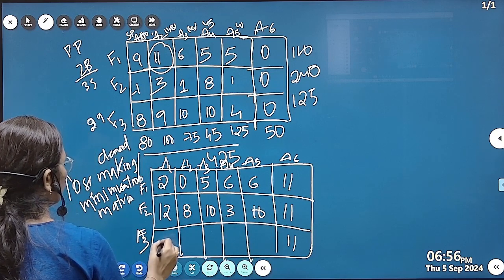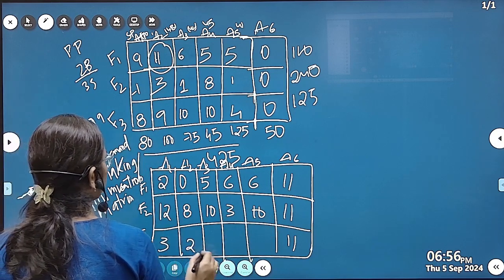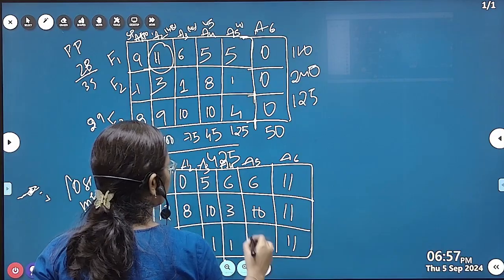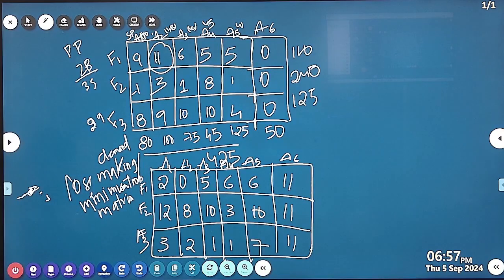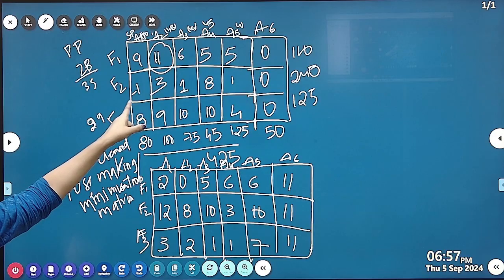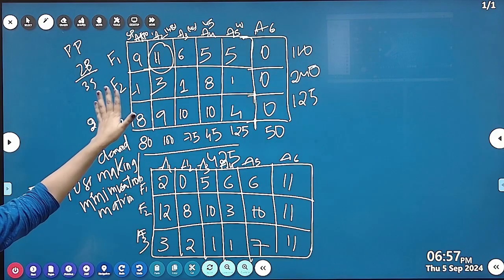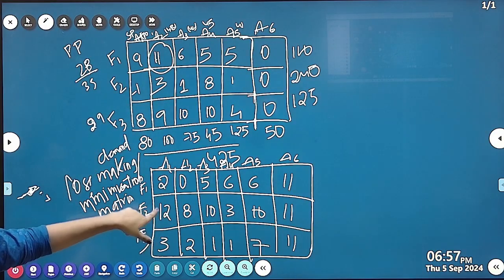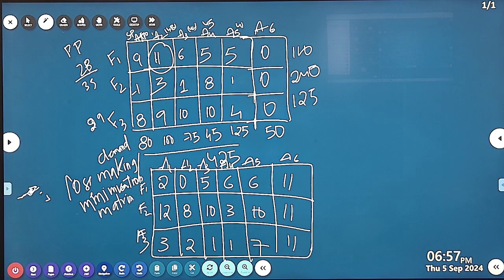Everyone clear? Any doubt? Yes or no? Tell me. 11 minus into minus plus, it will become plus, right? You have to do 11 minus 1, but here it already has a minus. So minus into minus will become plus, so it will become plus 1. Clear?